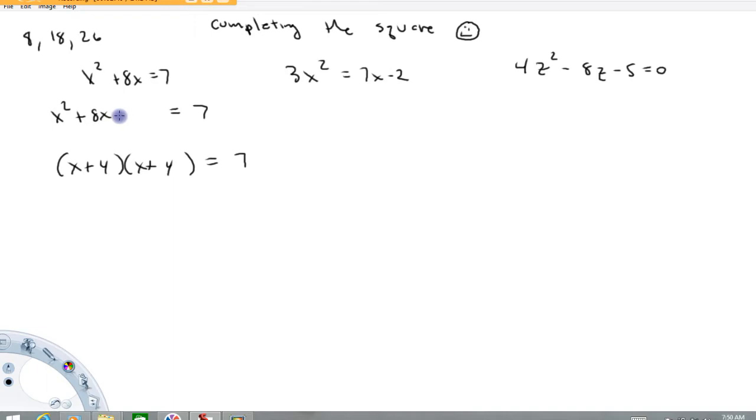Right now there's not a 16 there, but it's an easy fix. I will just add 16 to the left. Now, if you add something to the left and you have an equals here, you have to add it to the right to maintain equality on both sides. So by adding that 16, this left side is now equal to x plus 4, the quantity squared. So I'll write it like that: x plus 4 squared equals, on the right-hand side, 16 plus 7, which is 23.